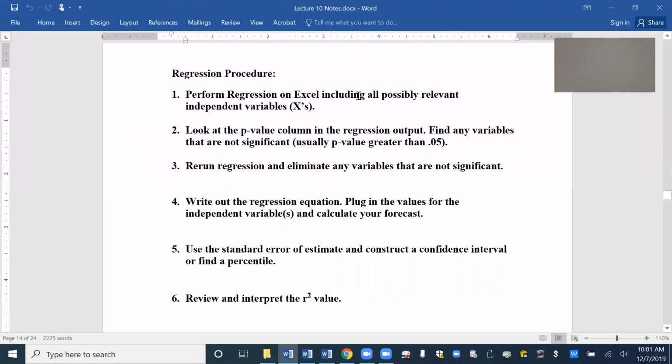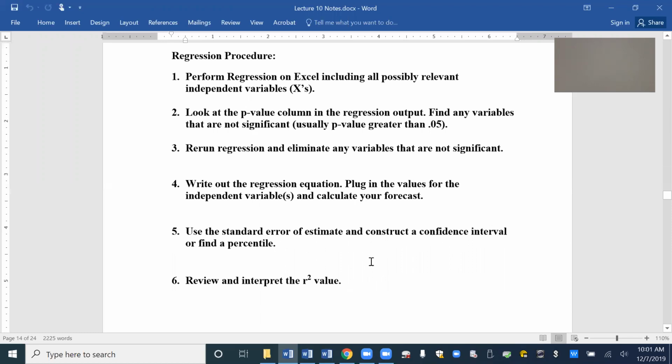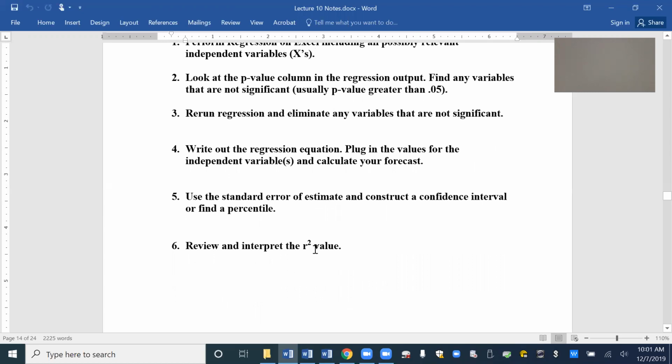The y value is what we're trying to predict, sometimes called the dependent variable. The x's we're trying to use to predict are called the independent variables. So go back and eliminate any insignificant variables, and run regression again. Get your equation, make your forecast, use the standard error of the estimate to construct the confidence intervals, and interpret the R squared. It tells you how good you are.